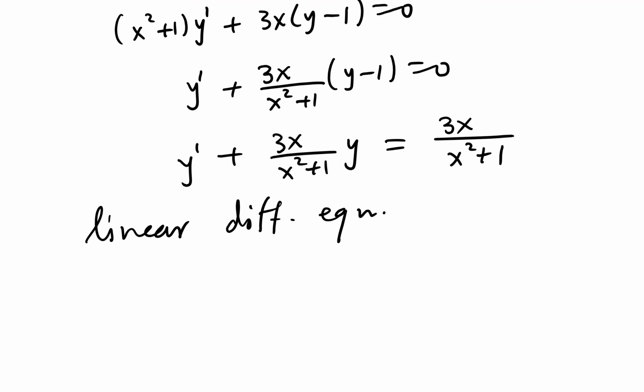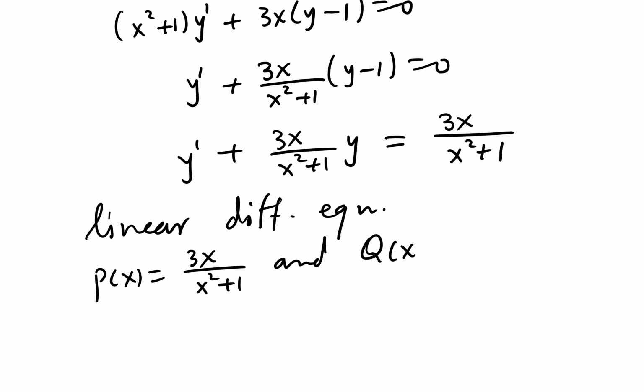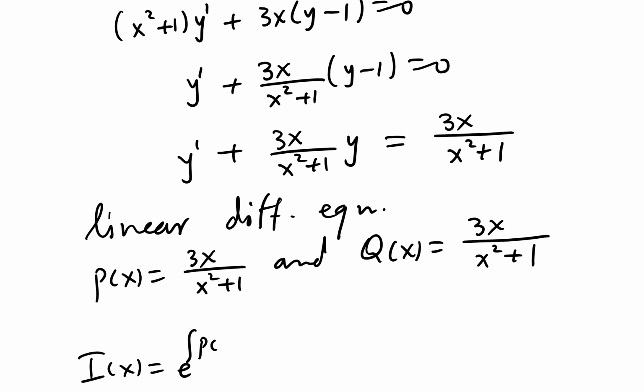So to do that, we know p of x from this is 3x over x squared plus 1, and q of x is the one on the right side, 3x over x squared plus 1. Then what we need to do is find the integrating factor. I, or I of x, is e to the integral of p of x dx. E to the integral of 3x over x squared plus 1 dx.